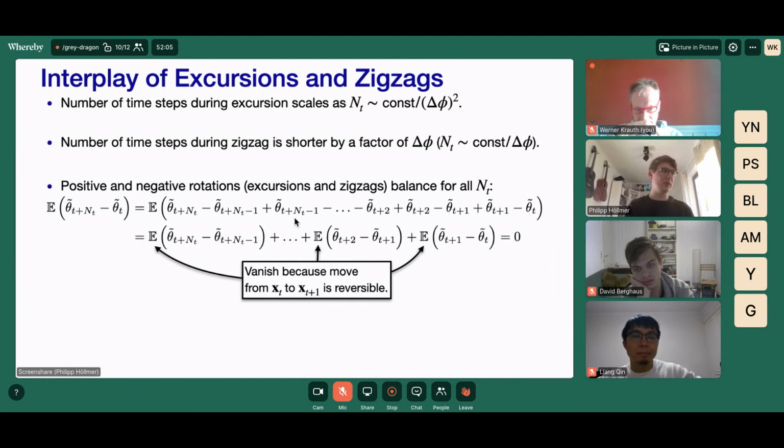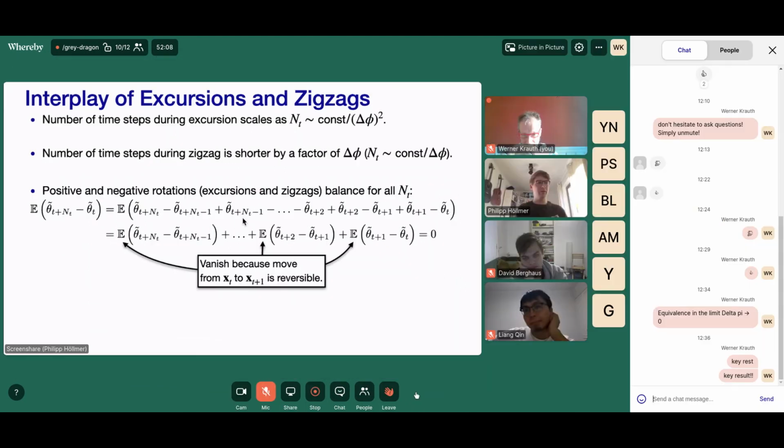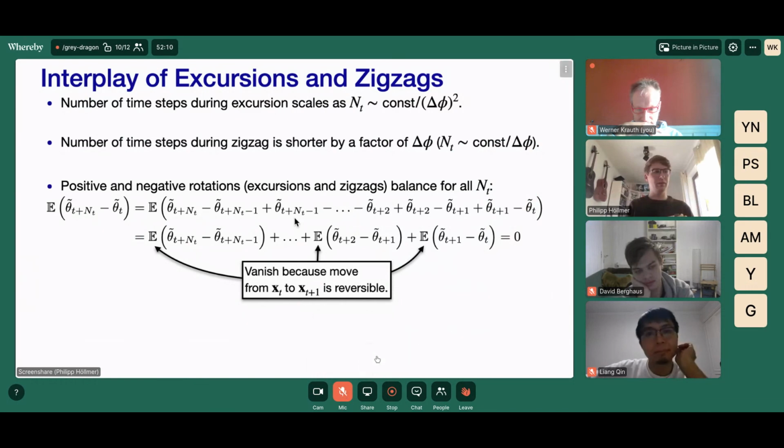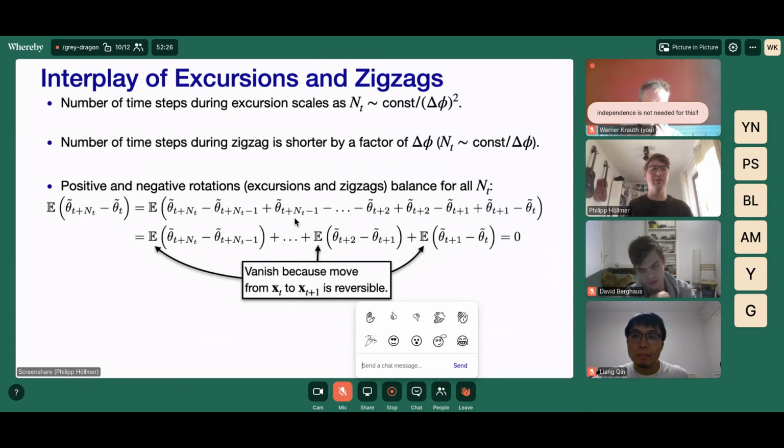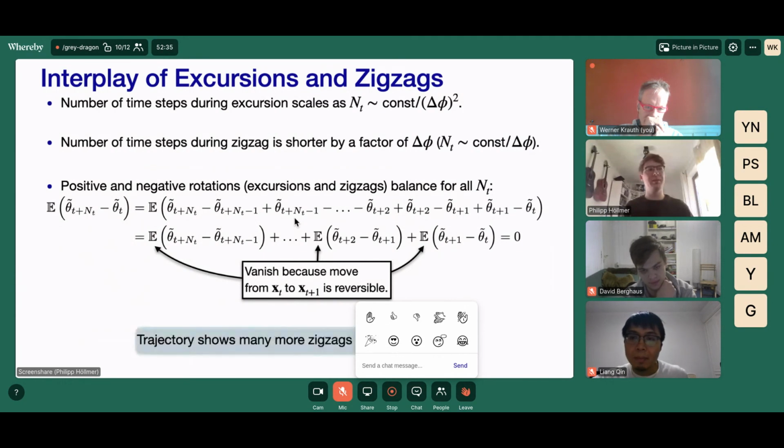And then we know that in our scheme every move of a single time step is reversible, because we always sample from a flat distribution, so the move from xt to xt plus 1 is reversible. So we know that the change of dipole angle, or at least the expectation, has to vanish. Each of these single terms vanishes, and then we get the overall 0. So I want to emphasize again, we always have to balance positive and negative rotations, and we have to balance excursions and zigzags. Because, however, the zigzags are shorter, this means that the trajectory shows many more zigzags than excursions already.